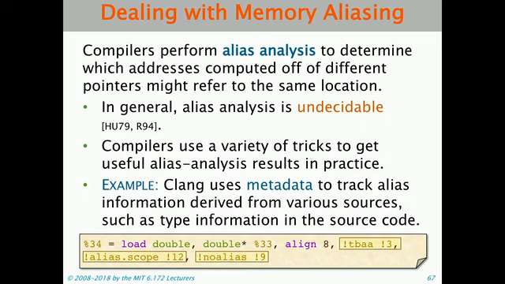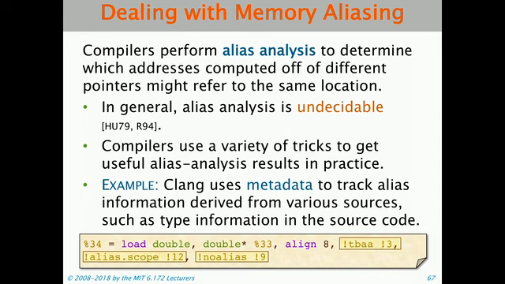Compilers try to deal with this statically using an analysis technique called alias analysis. And they do try very hard to figure out when these pointers are going to alias, or when they are guaranteed to not alias. Now, in general, it turns out that alias analysis isn't just hard, it's undecidable. If only it were hard, maybe we'd have some hope. But compilers in practice are faced with this undecidable question, and they try a variety of tricks to get useful alias analysis results in practice.